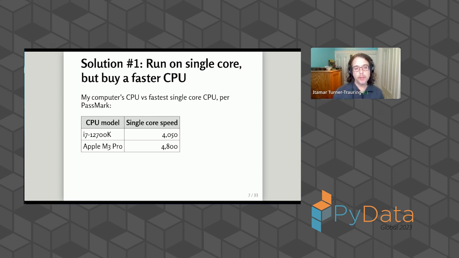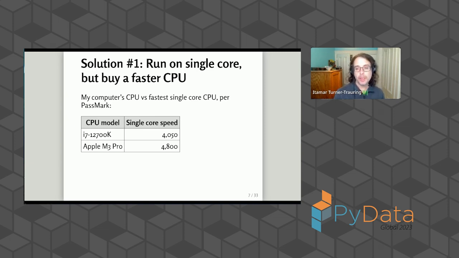In their database, the fastest single core CPU, that is, single thread speed, is the recently released Apple M3 Pro. It's 4800 compared to 4050 for my CPU. So it is basically not possible to buy a CPU that is much faster than this on single core speed. You just can't. It doesn't matter how much money you have.